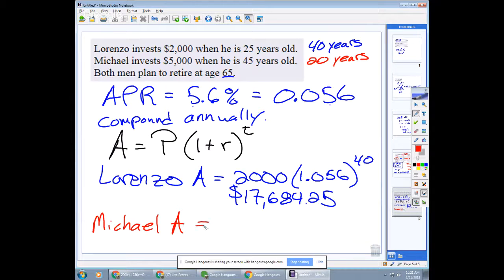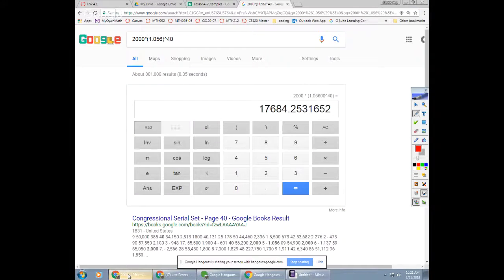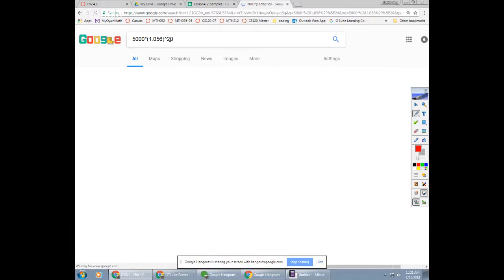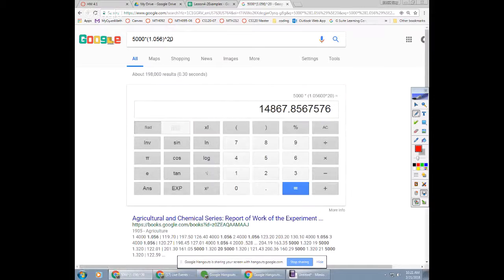So his new amount is 5,000, same interest rates, but he is only going to have it in for 20 years. So again, we're going to get good at our calculators, so for our spreadsheets. Okay, I got 14,000. Did I make a mistake? 5,000, 1.056, 20 years. I think I got that right. Anyone else get 14,000?